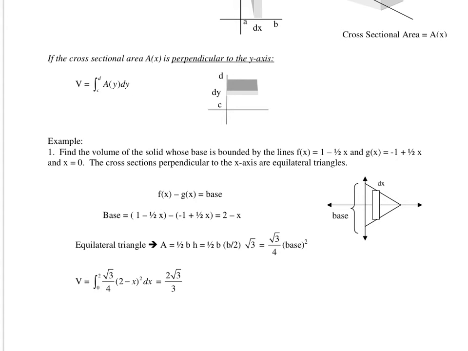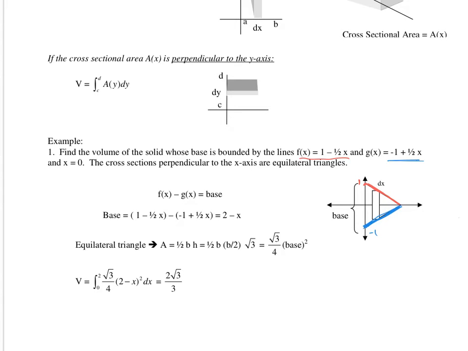Okay, so the cross sections, first of all, let's take a look at what my two equations are. I've got 1 minus 1/2 x. So up here at 1, and then this is this line right there. Then I've got my other line. The other one is negative 1 plus 1/2 x. So here's at negative 1. Here's my second line.